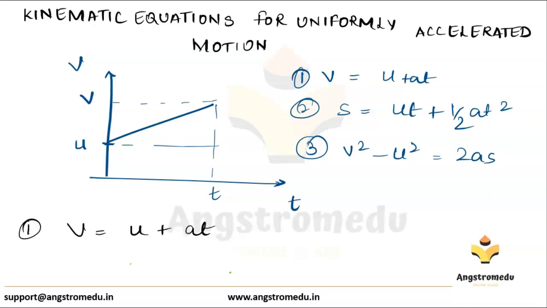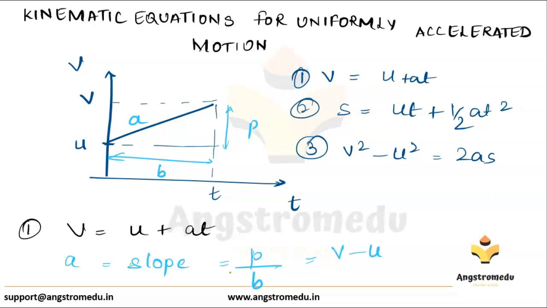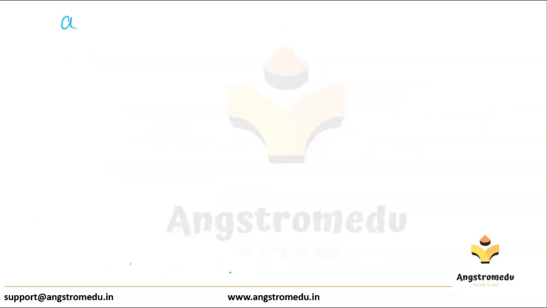We know that the slope of this graph will be acceleration. So acceleration will be equal to slope, and slope is perpendicular upon base. This is p, this is b. P is perpendicular, b is base, so it will be p by b. P is actually v minus u, and the base is t. If we solve this, we get a into t equals v minus u. So v equals u plus at. So we get the first equation of motion.